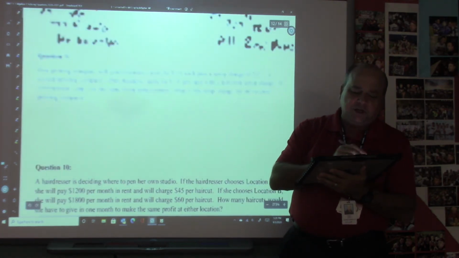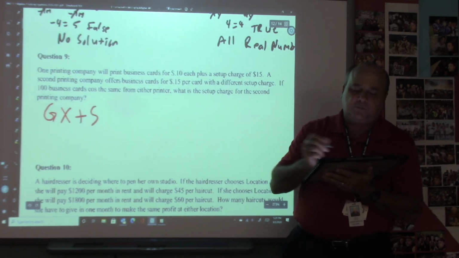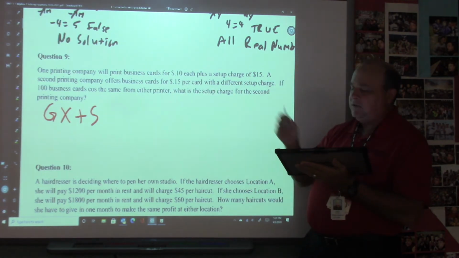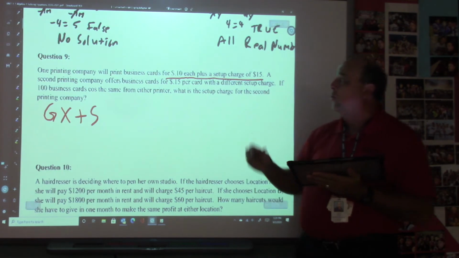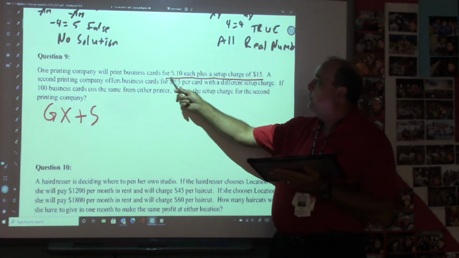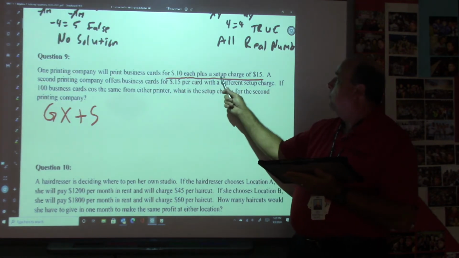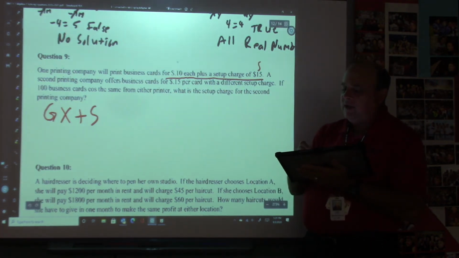Now on question number 9, this is a classic gx plus s problem. Let's read this first sentence and underline this part and tell me what the starting number and the growing number is. One printing company will print cards for 10 cents each. That's going to grow our cost, right? Plus a setup charge of 15. That's our starting number. So put S and G.